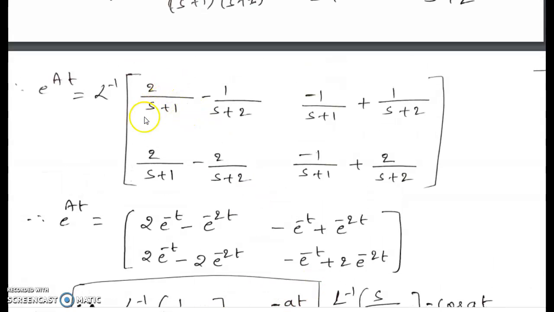So here 2 divided by s plus 1: 2 into 1 divided by s plus 1, the a value is 1, so 2 into e raised to minus t, right? Next, second element: minus 1 into e raised to minus a value, which is 2, so e raised to minus 2t. Similarly, minus e raised to minus t plus e raised to minus 2t. Okay, similarly apply for all four elements. So this is your Laplace inverse.